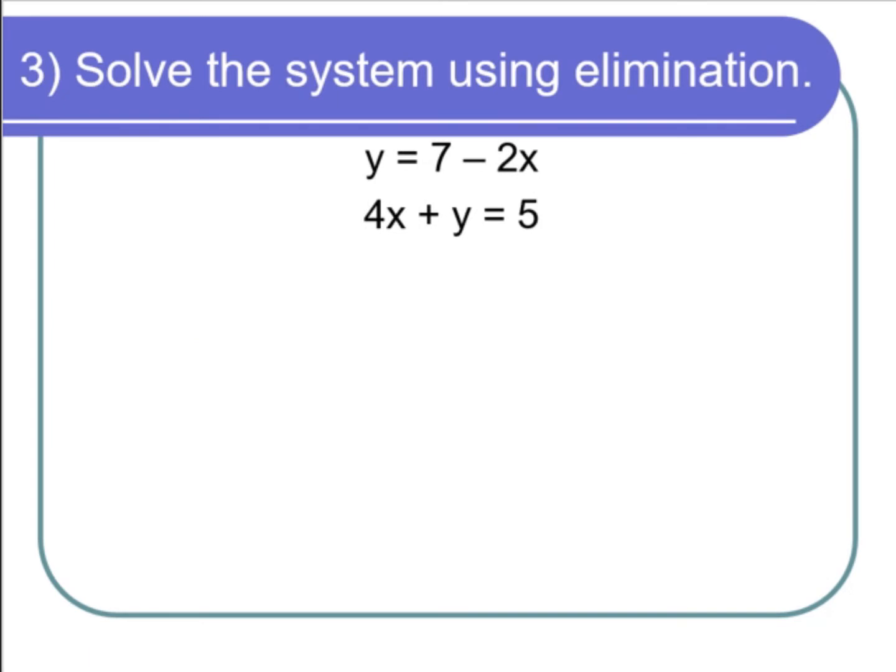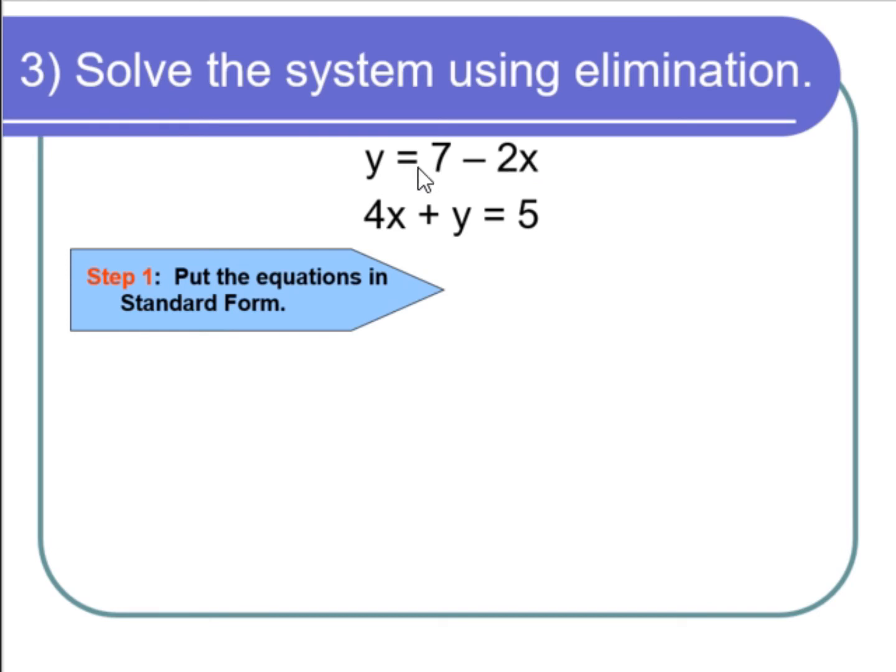Third example in solving the system using the elimination method. The first equation is y is equal to 7 minus 2x. The second equation is 4x plus y is equal to 5. First step is to put the equations in standard form.